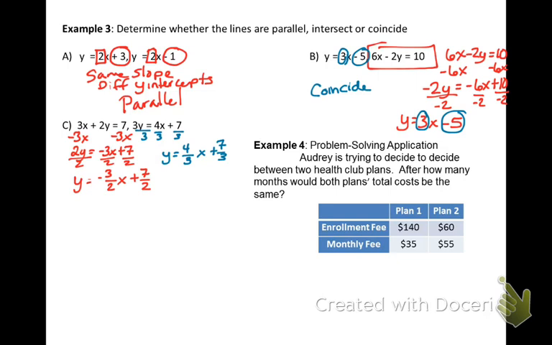Okay, on C, I got y by itself on both of them. And I have y equals -3/2 x plus 7/2, and y equals 4/3 x plus 7/3. And none of the slopes are the same, and nothing else is the same. So that just means they intersect each other somewhere on the graph. So it's intersect. Oh, nope, need an S there. Intersect.